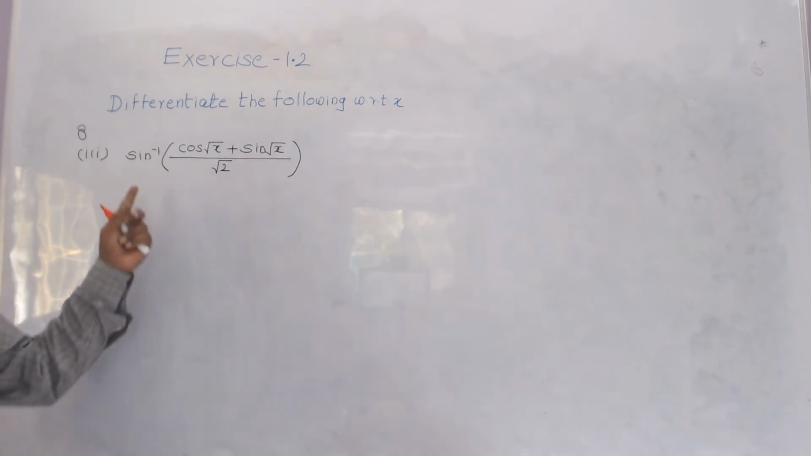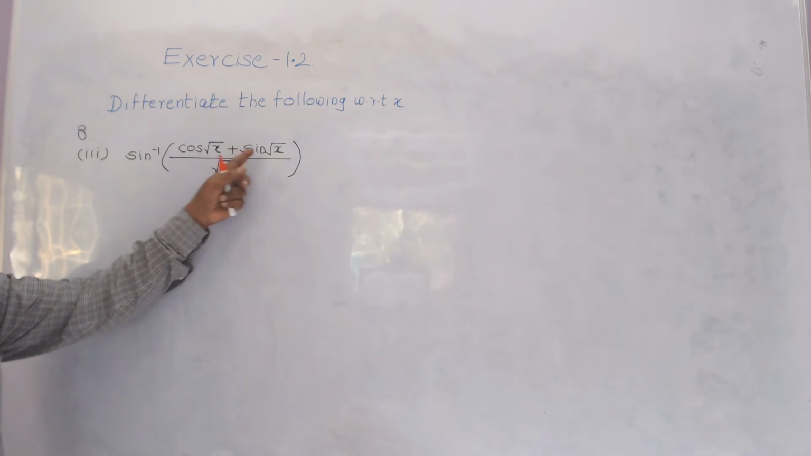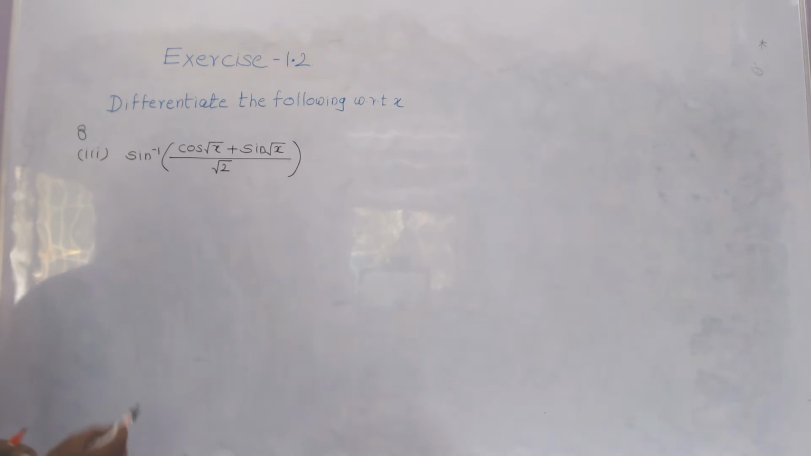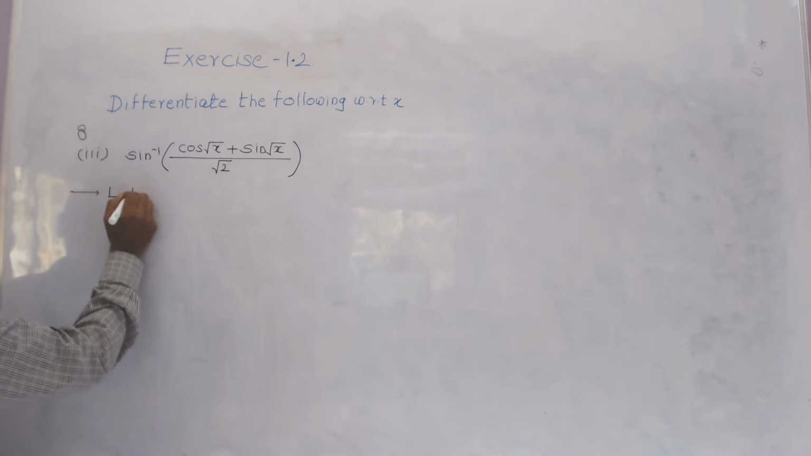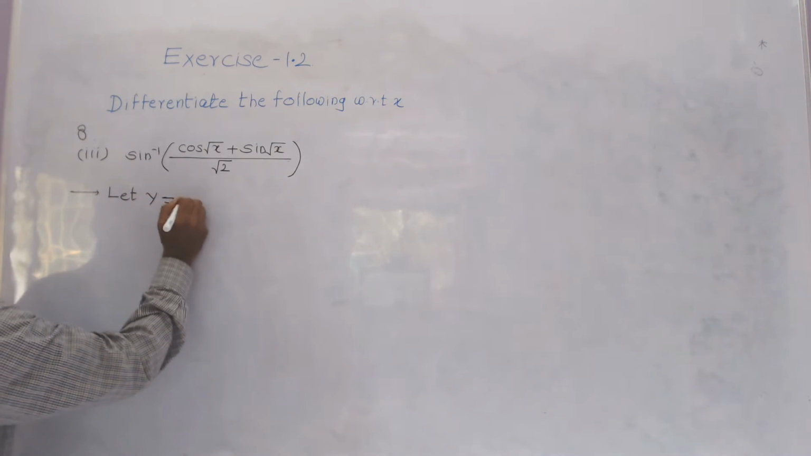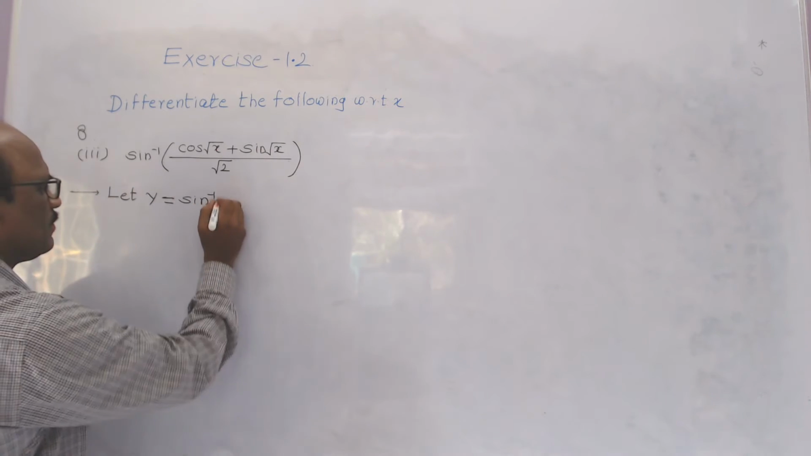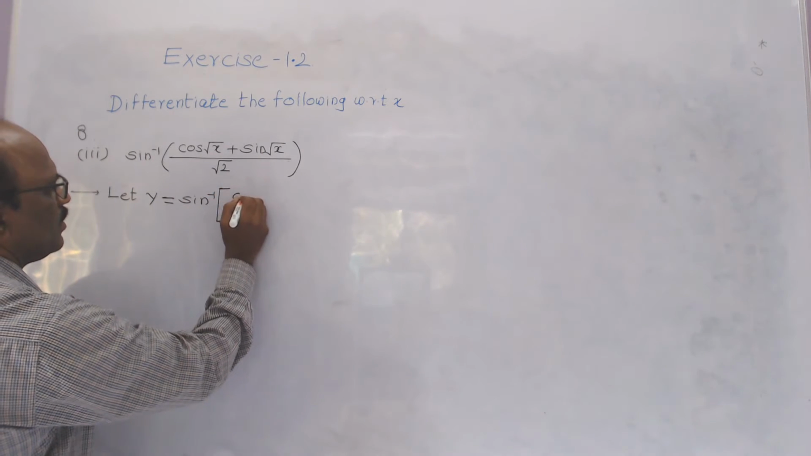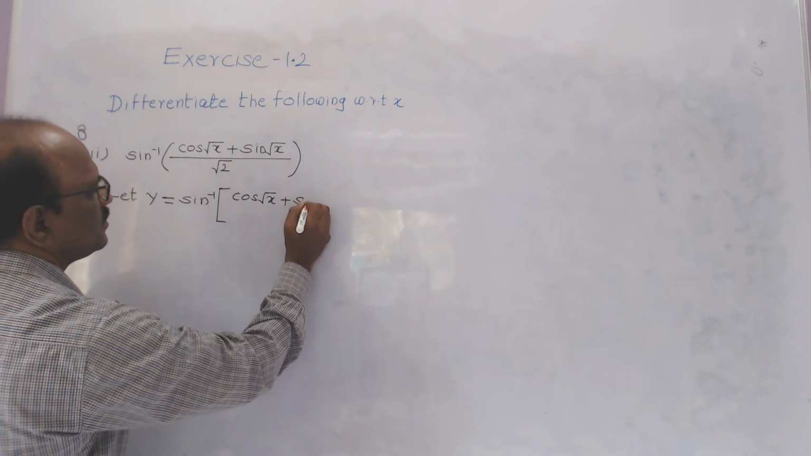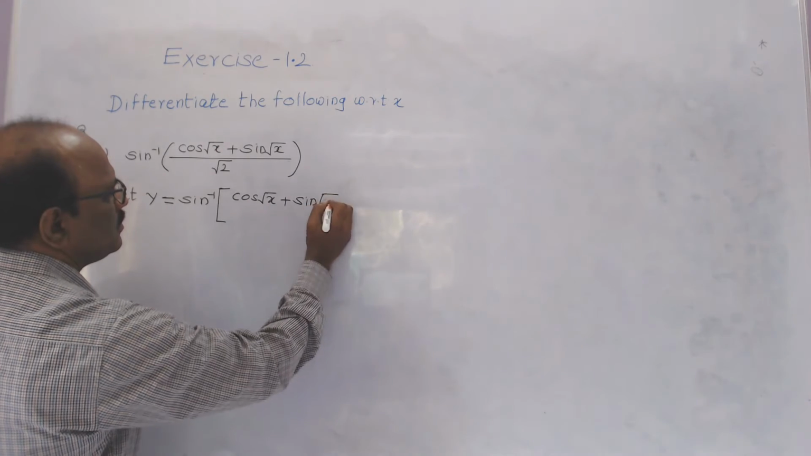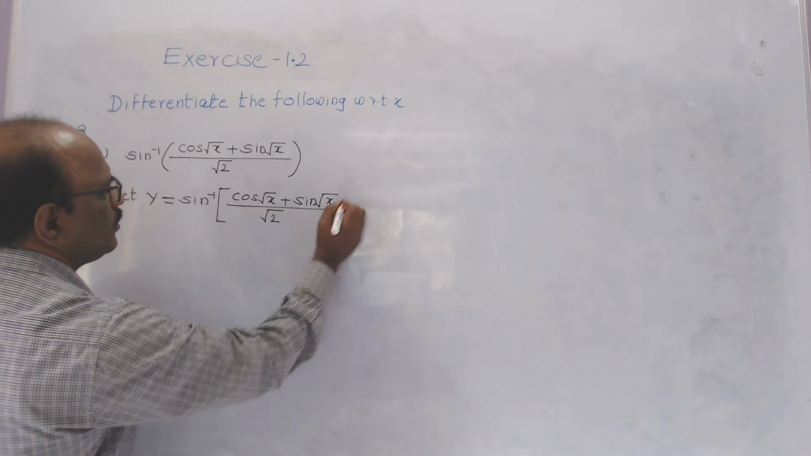Now the next problem is also similar. Sin inverse of cos of root x plus sin of root x upon root 2. Now here again, let y is equals to sin inverse of cos of root x plus sin of root x, and this whole divided by root 2.